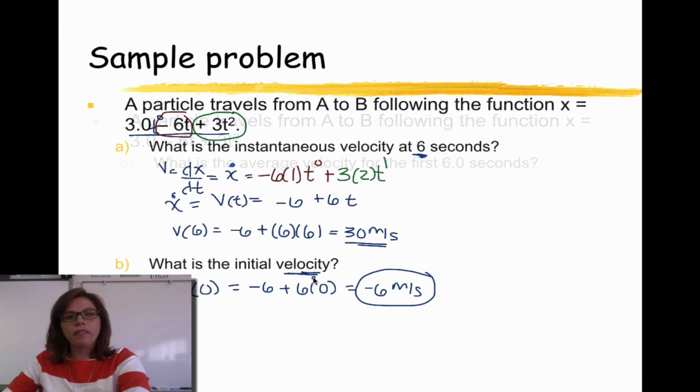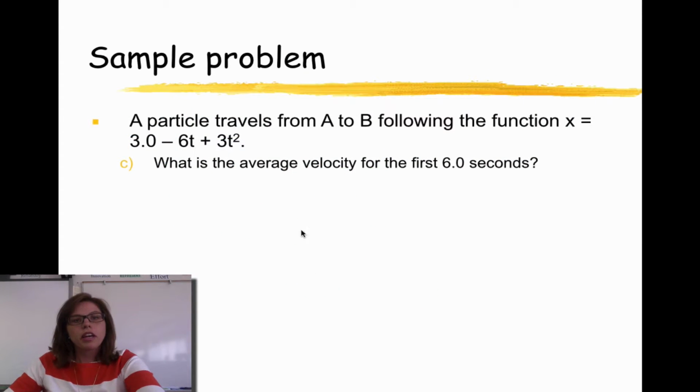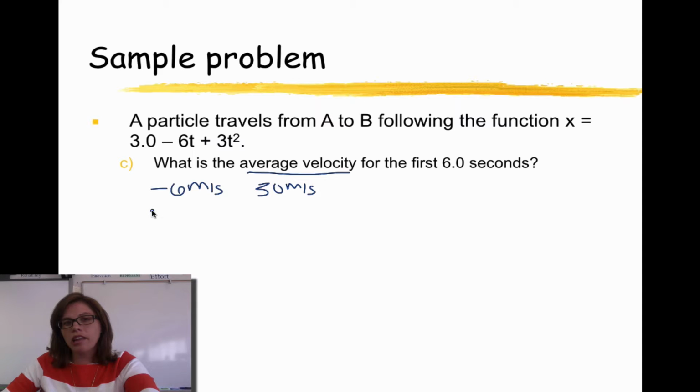Okay, so let's try another example. A particle travels from A to B following the same function. What is the average velocity? Okay, so we could take the initial velocity, which we got at -6, from before, and the final velocity, which we got at 30, and average them together. So 30 minus 6 divided by 2, that's 24 divided by 2, is 12. Let's see if that works.